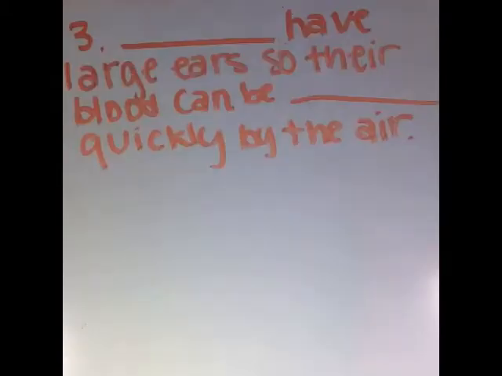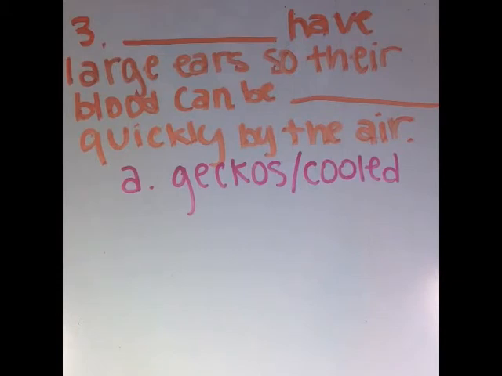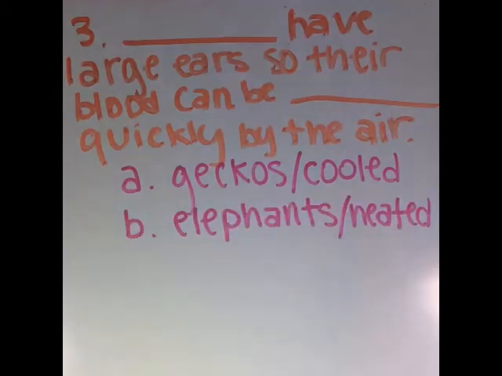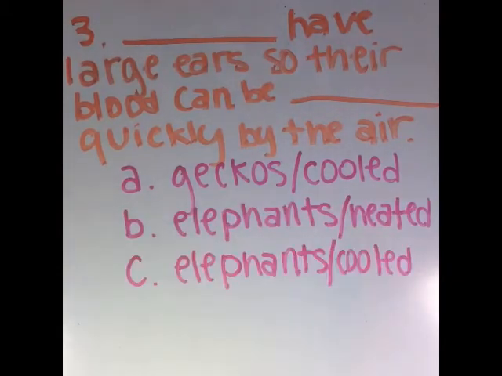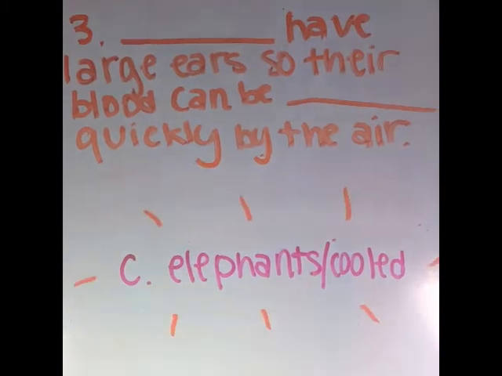Question 3. Blanks have large ears, so their blood can be blanked quickly by the air. A. Geckos cooled, B. Elephants heated, or C. Elephants cooled. The correct answer is C. Elephants have large ears, so their blood can be cooled quickly by the air.